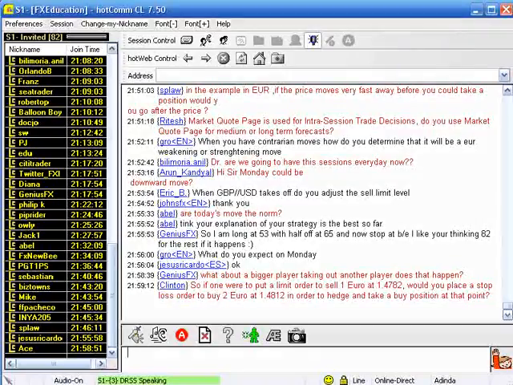Okay, Ritesh. The market code page is used for intra-session trade decisions. Do you use the market code page for the medium or long term? No. Market code shows only intraday.